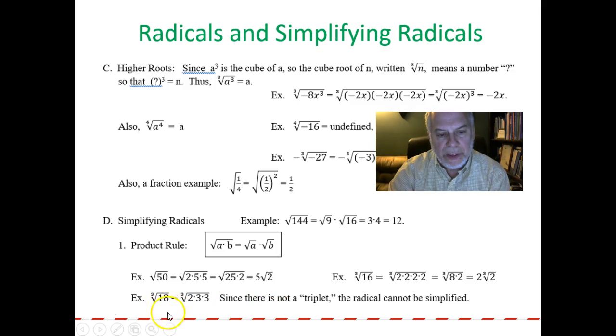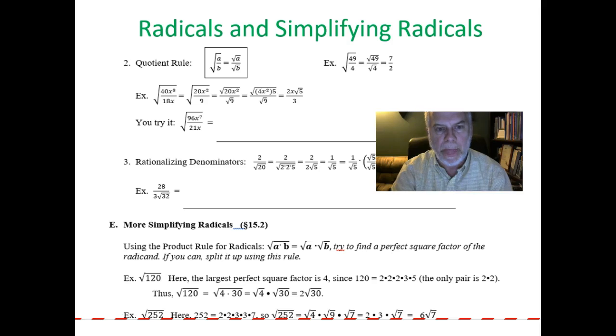And here's another one. Cube root of 18. Well, 18 is 2 times 3 times 3. So you don't have a triplet. You don't have 3 of them. So you cannot simplify this. You just have to leave it as cube root of 18. Okay, if it's cube roots, you have to have 3 of them. If it's square roots, you need 2 of them. If you have fourth roots, you need 4 of them to be able to simplify it.